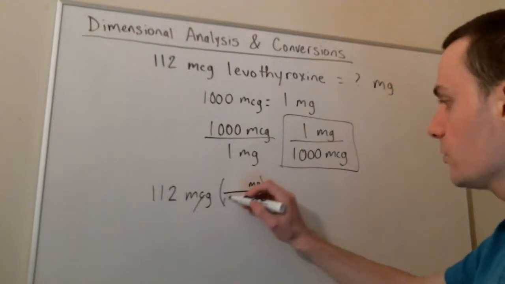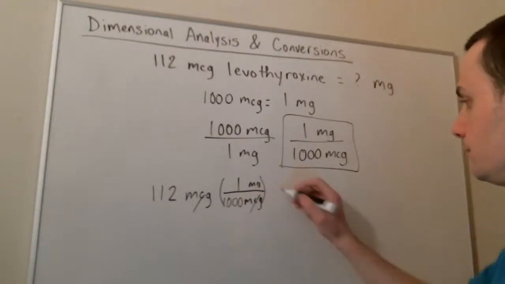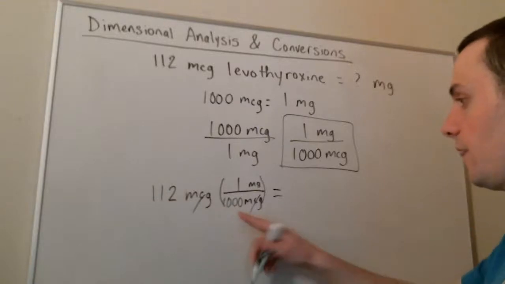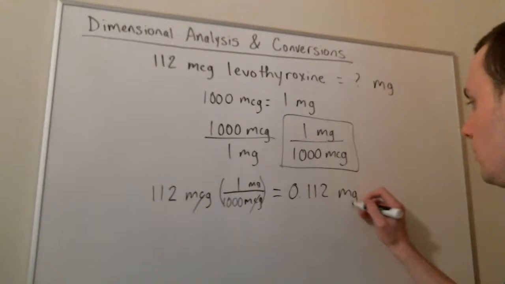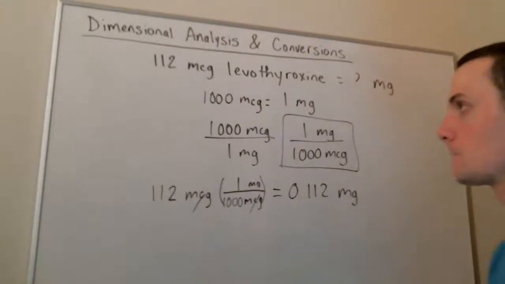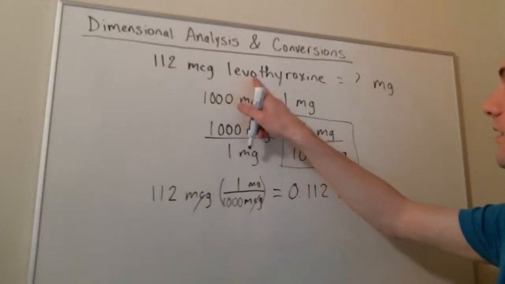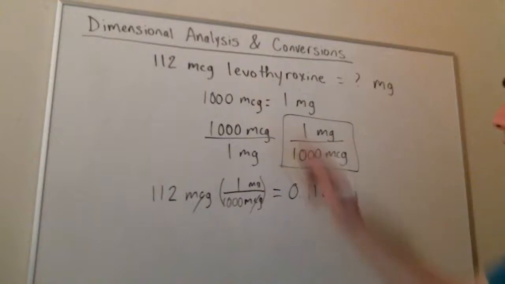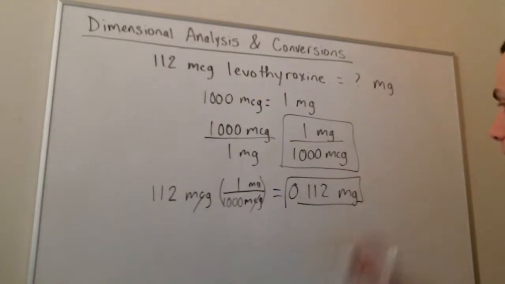There's 1,000 micrograms in 1 milligram. So we'll take 112 and we'll divide by 1,000 and we get 0.112 milligram. So 112 micrograms of levothyroxine is the same thing as 0.112 milligram of levothyroxine. So this here is your answer.